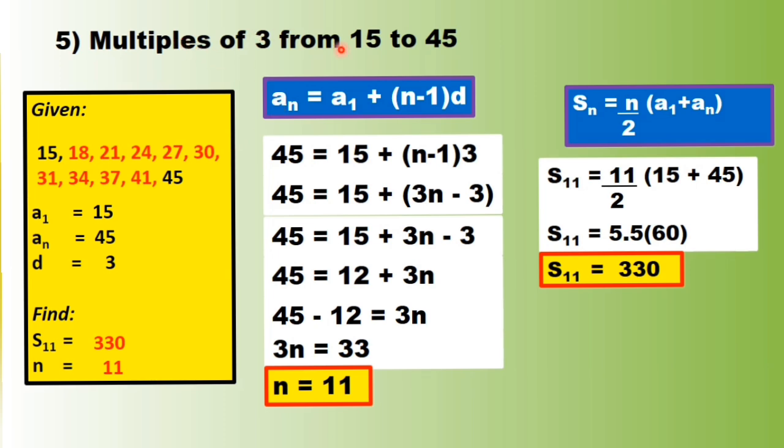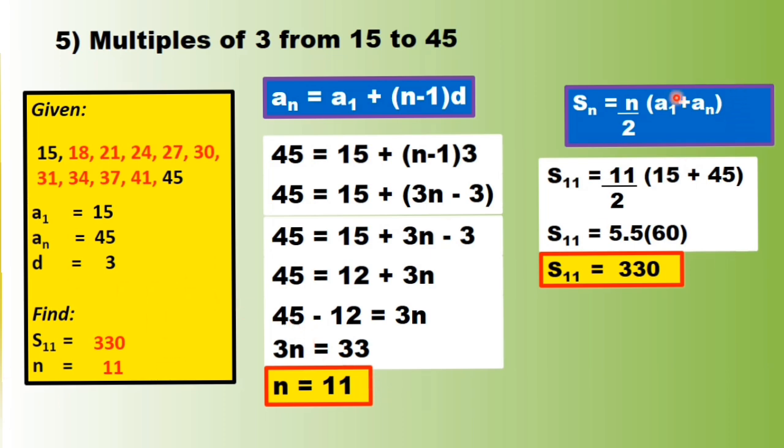So, dito, unknown yung number of terms. So, pwede mo siyang makuha ng mano-mano, katulad nito. 11 terms siya. Pwede rin dito sa formula na to. So, ang last term mo ay 45. First term is 15. And common difference is 3. To solve for n is equal to 11.